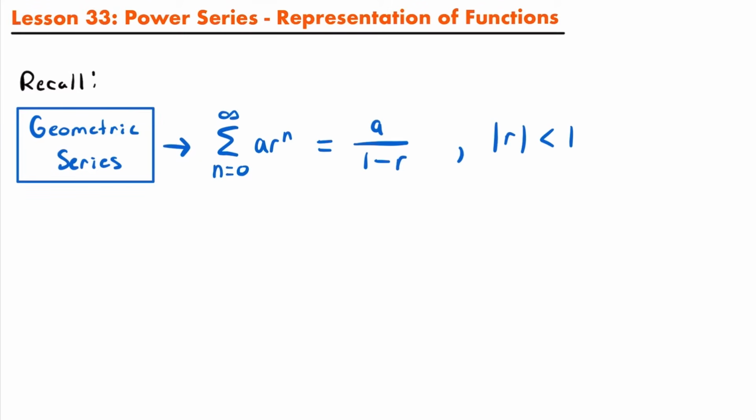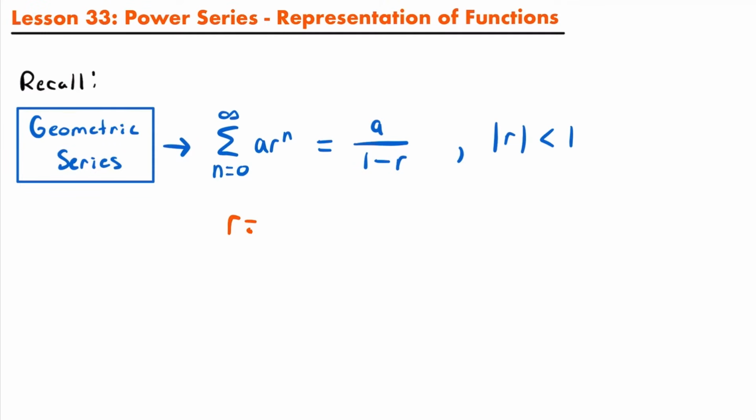And so if you remember, a geometric series is a series where we have the sum from n equals 0 to infinity of some constant multiple a times r, the common ratio, to the power of n. And if that geometric series converges, meaning that the absolute value of r, the common ratio, is less than 1, then that series has this sum. The sum of a converging geometric series is the value of a divided by 1 minus r.